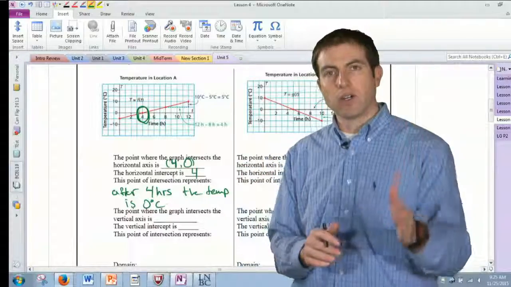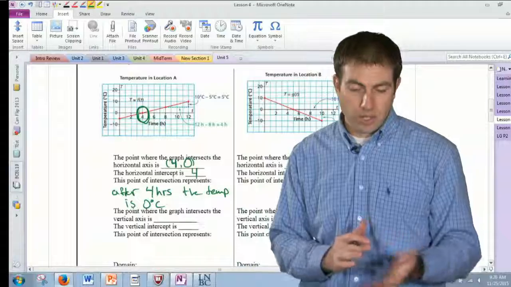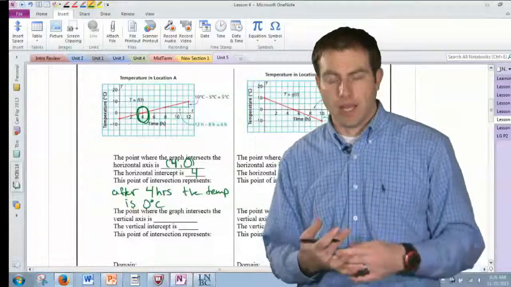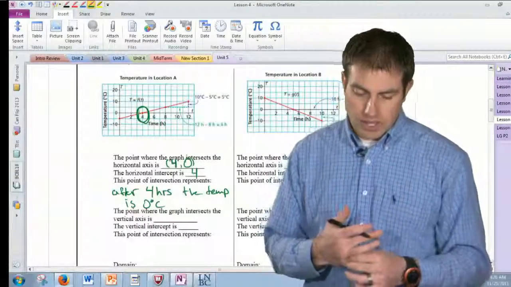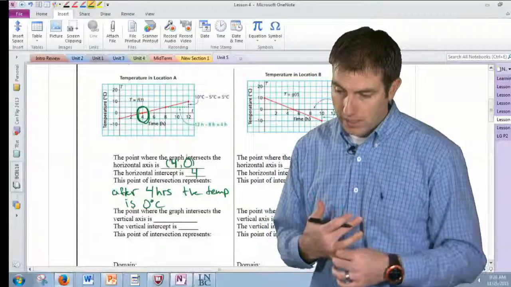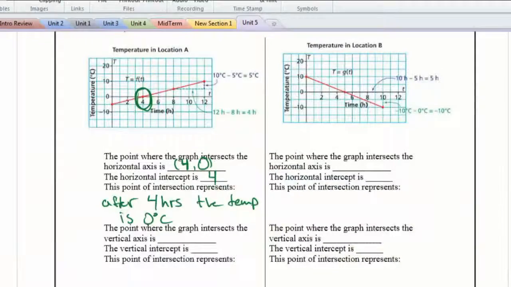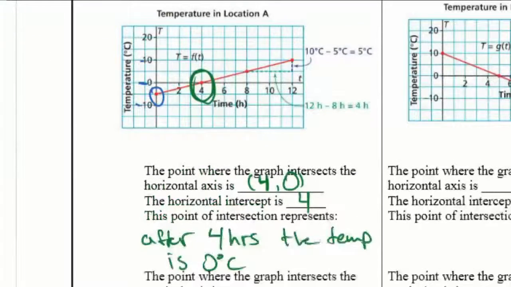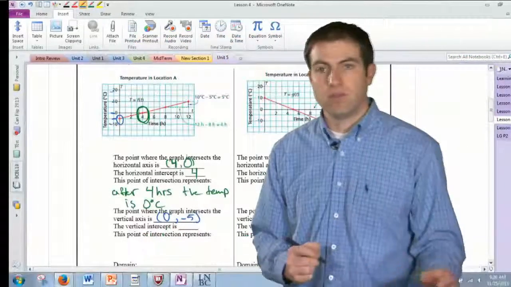So I was talking about the horizontal axis. Now we're going to talk about the vertical axis. In this case, the vertical axis is representing temperature, and I just read that right off the graph. Where the graph intersects the vertical axis is right down here. If I look, this is 0, this is 10, this is 10, this is 20. So each line on the graph represents a temperature jump of 5. So in the vertical, my x value is 0, and my y value is -5.